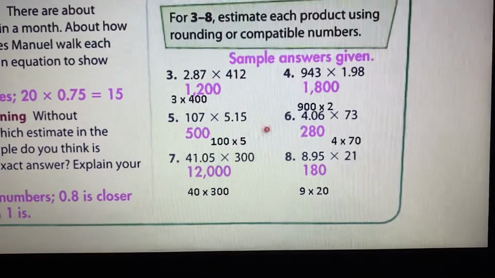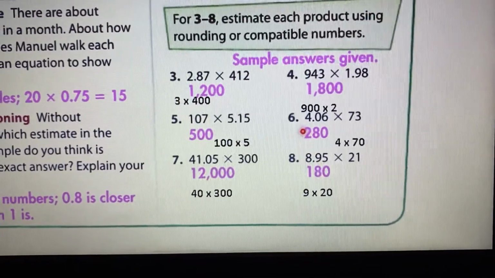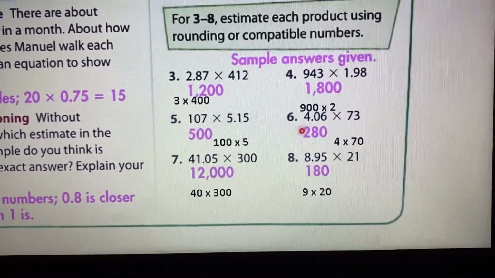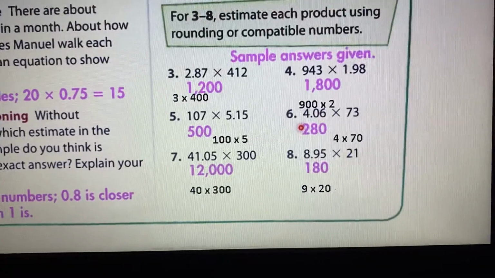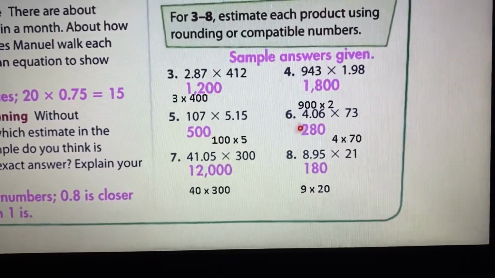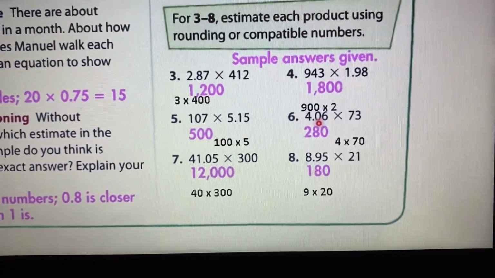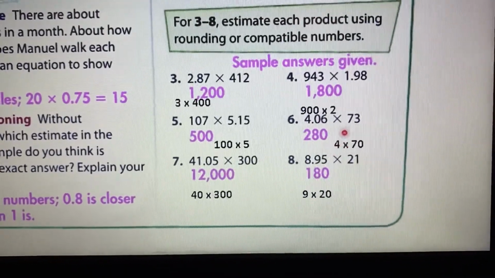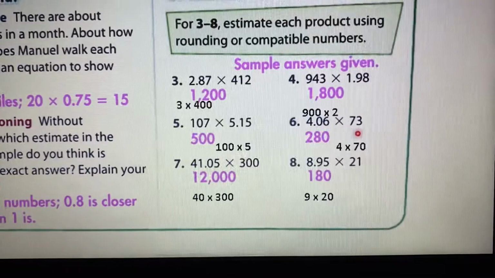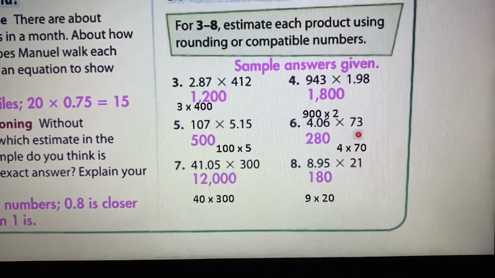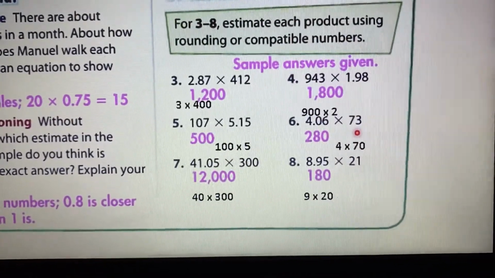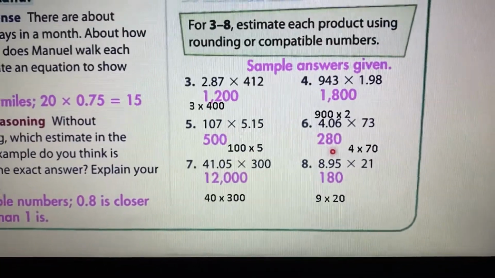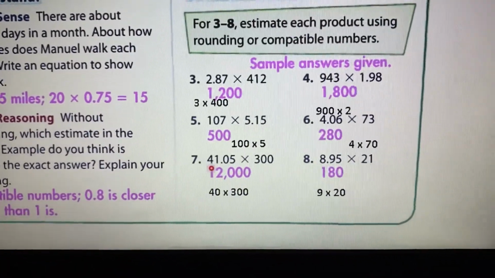Now, question number 6, 4.06, or 6 hundredths. So 4.06 is between 4 and 5. But since I have in the tenths 0, it's closer to 4. So I'm choosing 4 times 73, which is between 70 and 80. But since I have 3, 73 is closer to 70. The answer is 280.